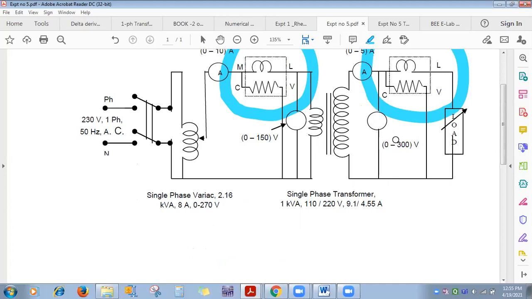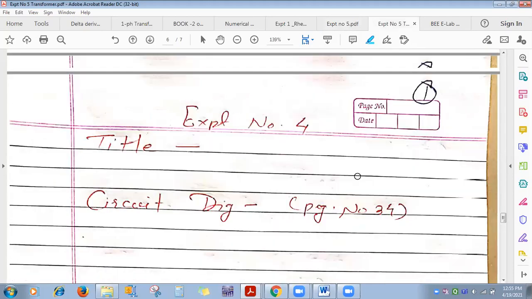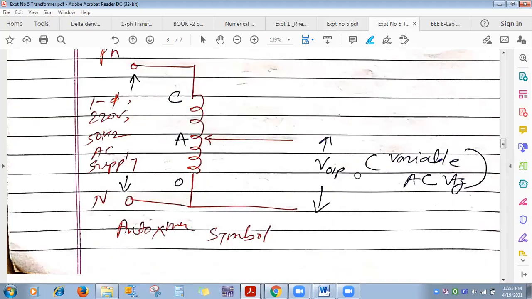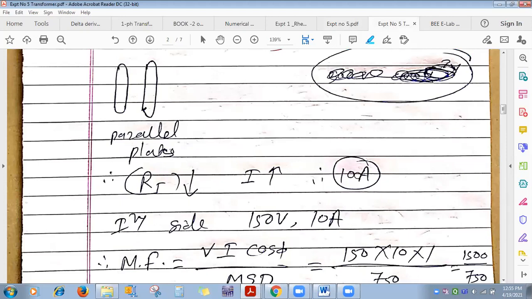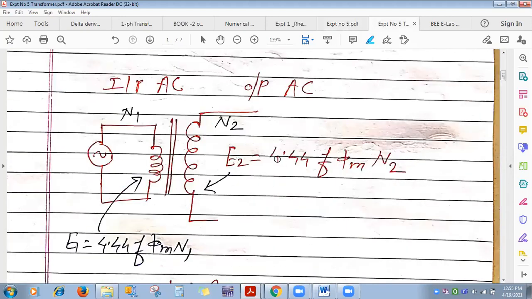Now what is happening? First reading we are going to take at no load. No load means the secondary will be open. This will be the condition. Apply 110 volt. Current will flow through the primary winding, then it will produce flux. That flux comes in contact with the secondary winding, and E2, a mutually induced EMF, gets induced here.